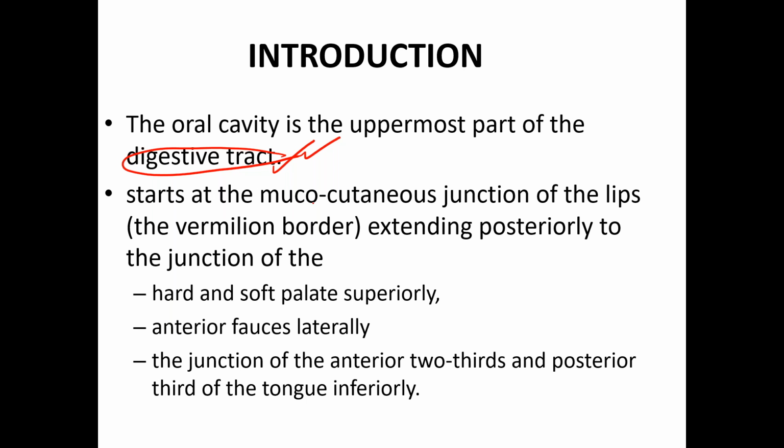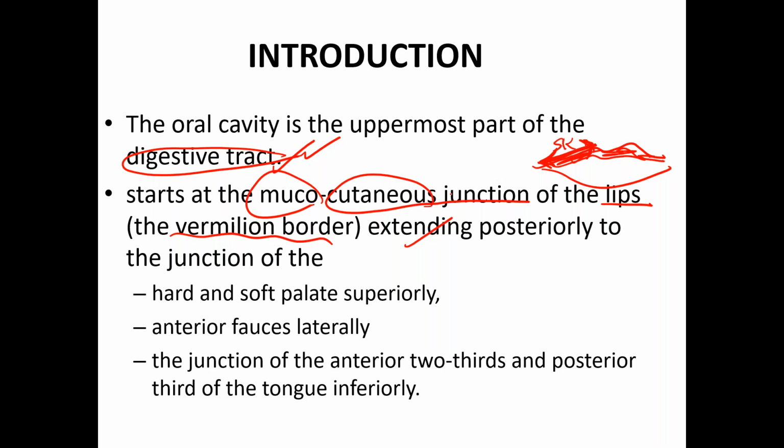It starts at the mucocutaneous junction of the lips and the vermilion border. You should have an idea about the lips and vermilion border. This is skin and this is the lips. These lips are with the mucosa only. So this forms the junction, the vermilion border. So where does the oral cavity extend from? These are all anatomical facts you should be able to know. This is the upper lip and this is the lower lip.